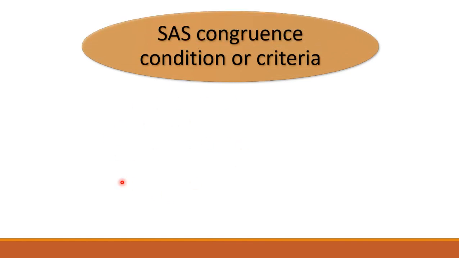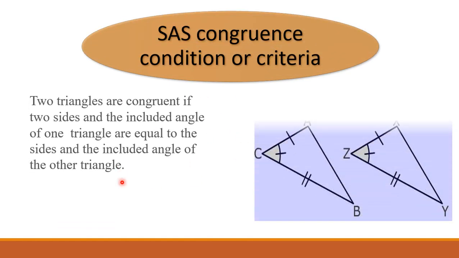Now let's talk about the next, the SAS congruence condition. This says the two triangles are congruent if two sides and the included angle of one triangle are equal to two sides and the included angle of the other triangle. Now what is the meaning of the included angle? The included angle is the angle common to both sides, that is, the two sides which have the common vertex. At that vertex the angle formed is the included angle.